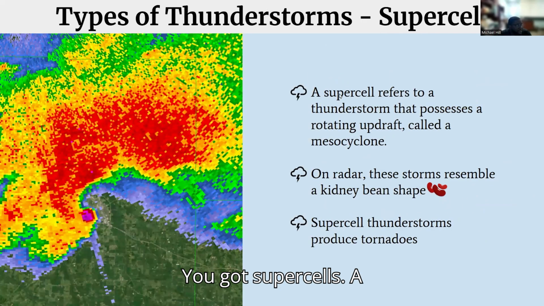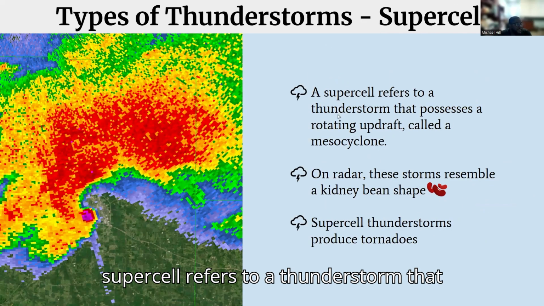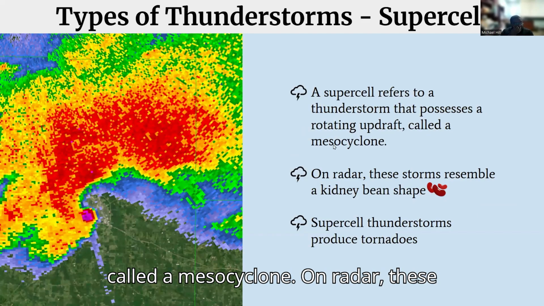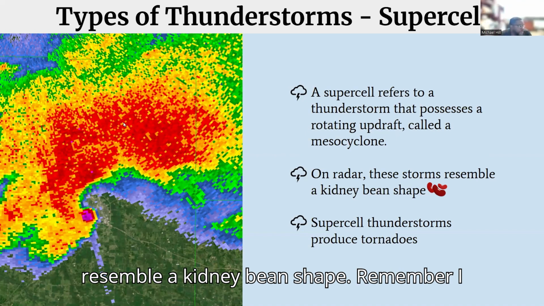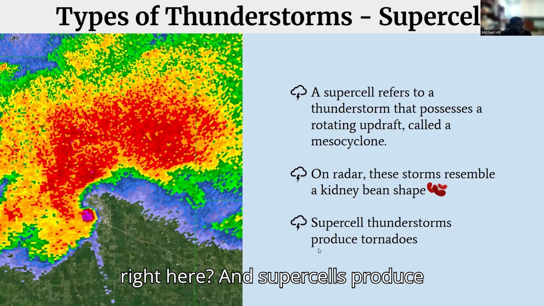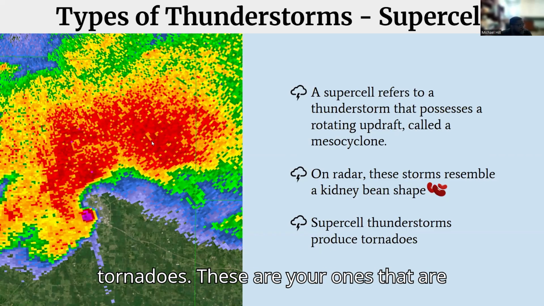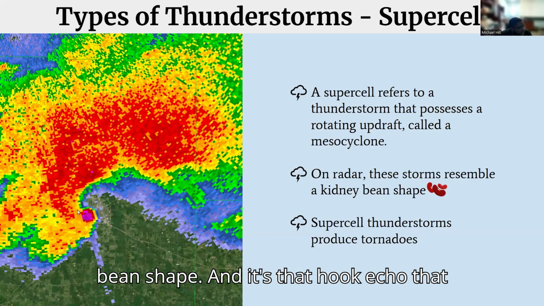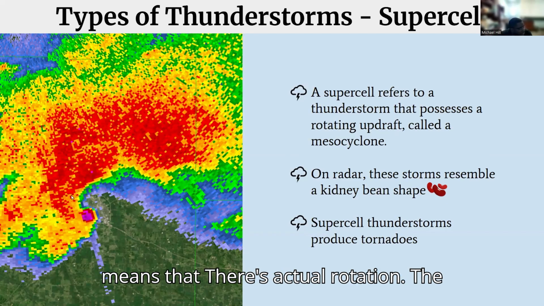You've got supercells. A supercell refers to a thunderstorm that possesses a rotational updraft called a mesocyclone. On radar, these resemble a kidney bean shape. Remember, I told you about that classic hook echo right here. And supercells produce tornadoes. These are the ones that are going to produce your prolific tornadoes. As you can see, it's kind of a kidney bean shape. And it's that hook echo that means that there's actual rotation.